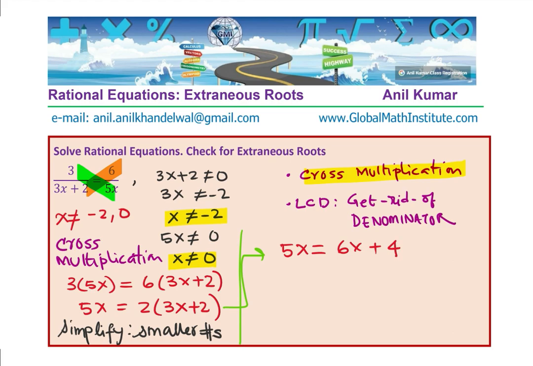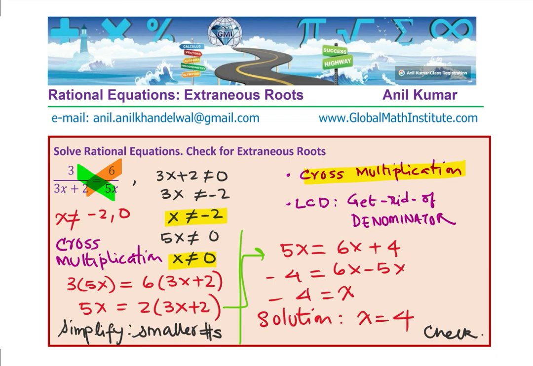Now, you should bring variables to one side, constants to the other side. Let me take 5x to the right, 4 to the left. So we get minus 4 equals 6x minus 5x, and minus 4 equals x, and that becomes our solution. So the solution in this case is x is equal to minus 4. Perfect. Now you can see x equals minus 4 is not one of the restrictions, and therefore it is not an extraneous root. Now it's a good idea to check your result, right?